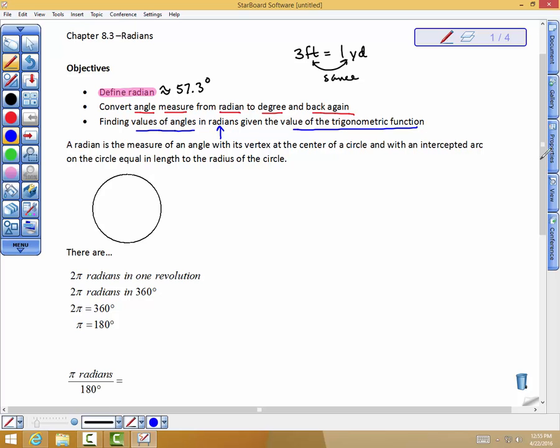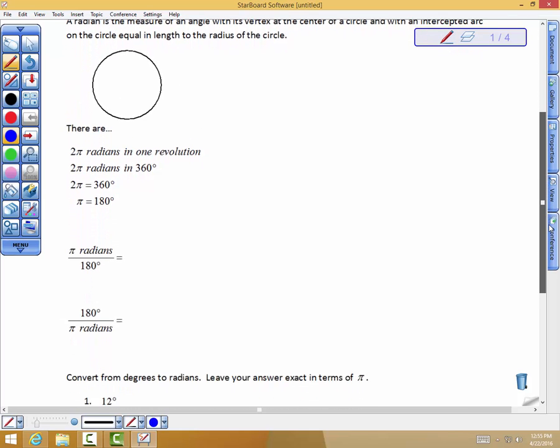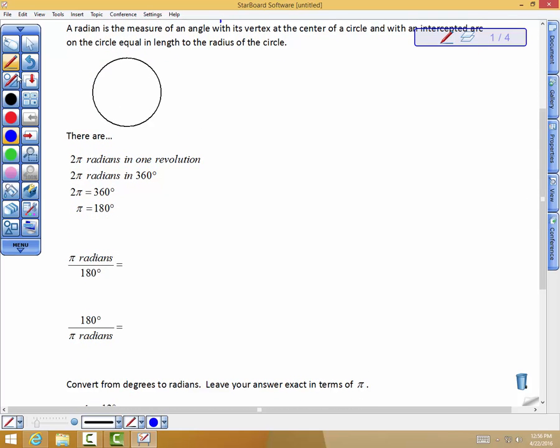So first, I'd like to have you look at this circle. A radian is defined as laying out the radius of a circle along its circumference. And that's supposed to represent the radius of this circle. And for any circle, if you lay its radius around its circumference, you will find that you lay the radius around 6.28 times.